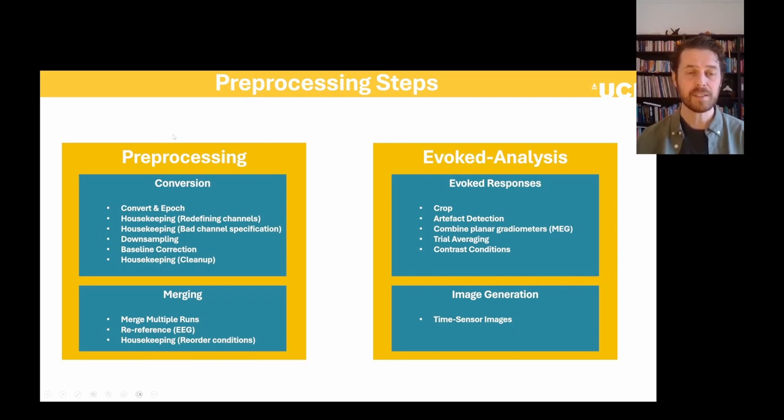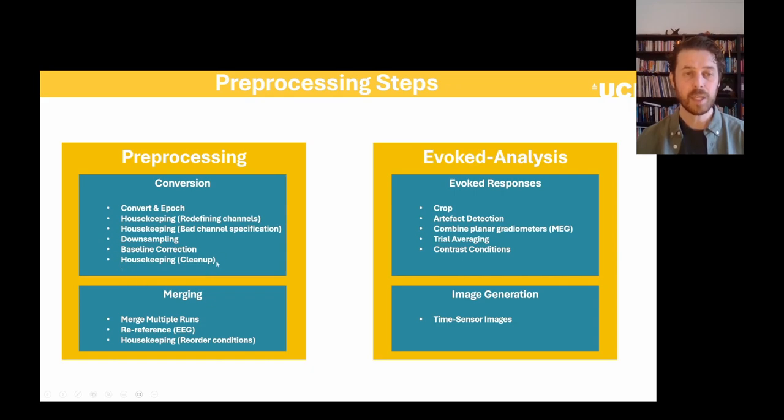For the pre-processing, the first thing we're going to do is set up a batch to do conversion of our data. This is where we take our raw data and convert it into a format that SPM uses. We'll also perform some additional steps, which we're terming housekeeping. We want to rename some of the channels and label some of the channels which are deemed to be poor quality. We'll look at how you can downsample your data and also perform a baseline correction.